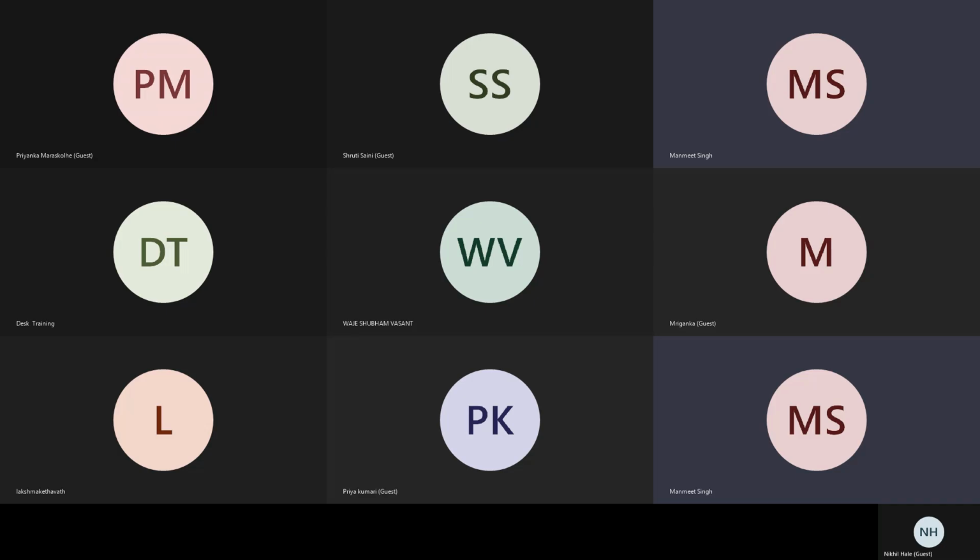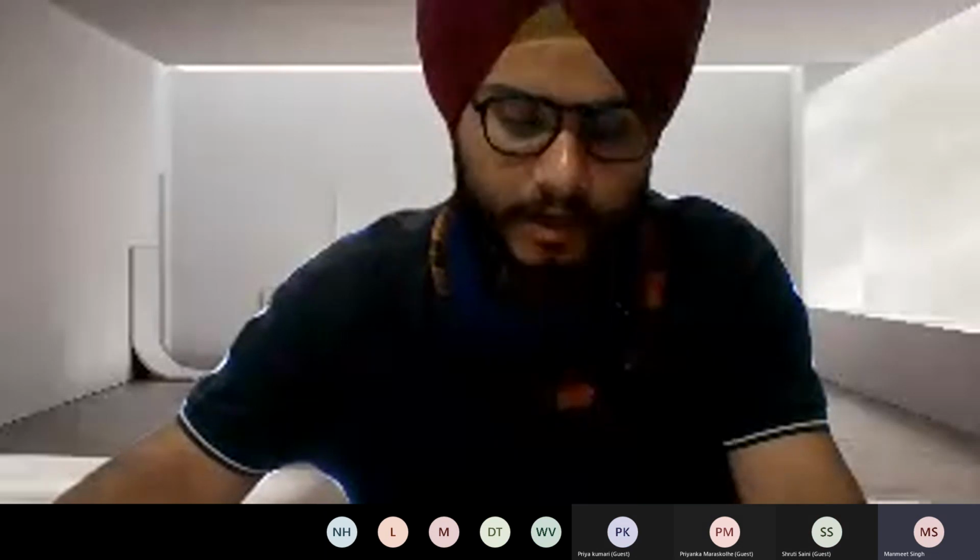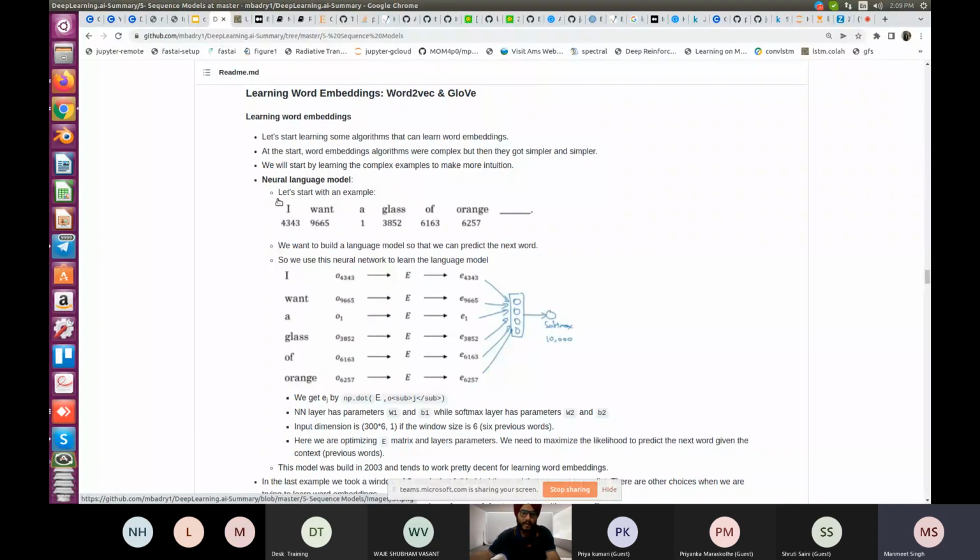In the last class we ended at word embeddings, and today we will finish the course on sequence models, and we will then try to see some examples in TensorFlow. There are basically two popular algorithms with which you can learn word embeddings: one is word2vec, and another is GloVe.